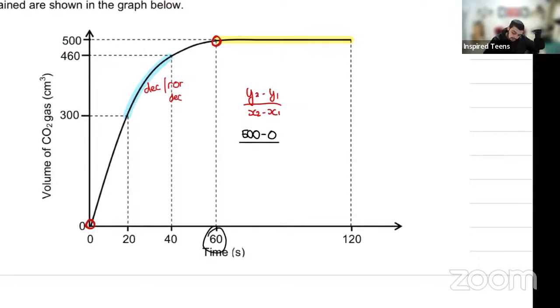x2 is 60. The time at the second place is 60 and the time initially is 0. So this becomes 500 over 60, which we'll calculate to the bottom. But yeah, I hope this makes sense as to how we calculate the rate of reaction using this graph.